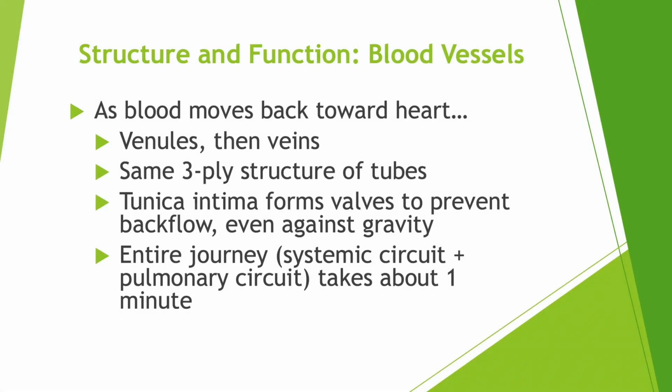As blood moves back toward the heart, it flows through venules, then veins. These vessels have the same 3-ply structure of tubes as arteries. The tunica intima layer forms valves that prevent backflow, even working against gravity. The entire journey through both the systemic circuit and pulmonary circuit takes about 1 minute.